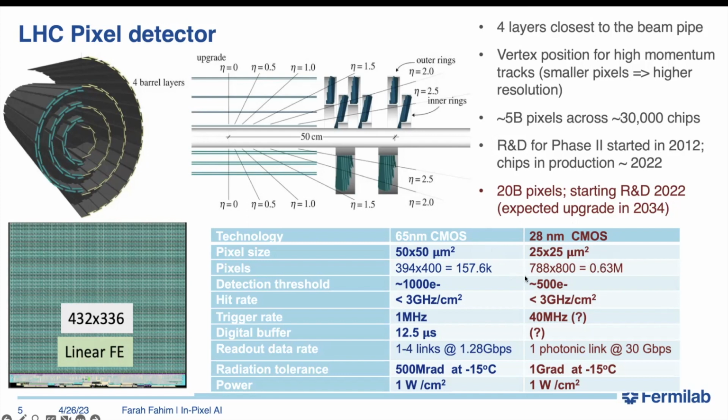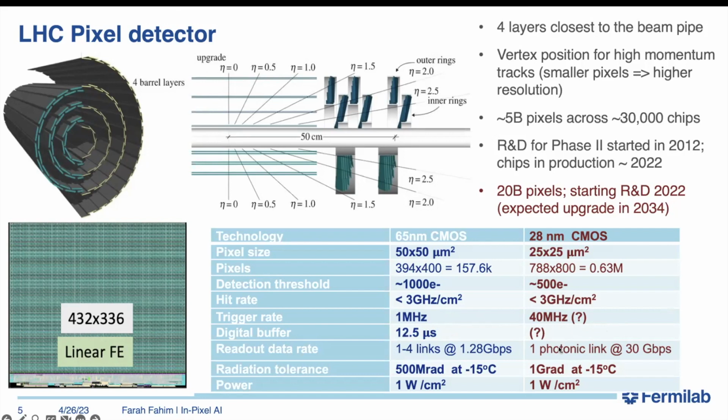You want to reduce the detection threshold, because the more you reduce the detection threshold, the better physics you can get out of it. The hit rates we're expecting to be something similar. We also want to see if, instead of reading out the chips at about a megahertz, which is what is currently done, we could use the pixel detector in the LHC trigger applications, in which case you want to read it out at about 40 megahertz. We still do not know what the digital buffer size is.